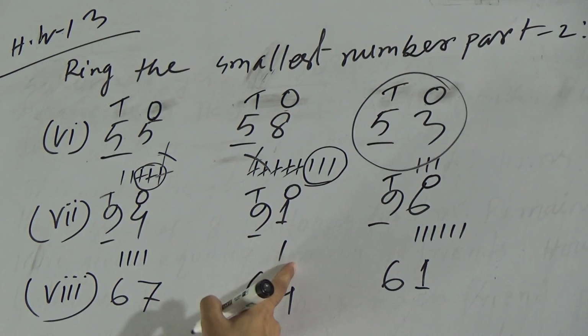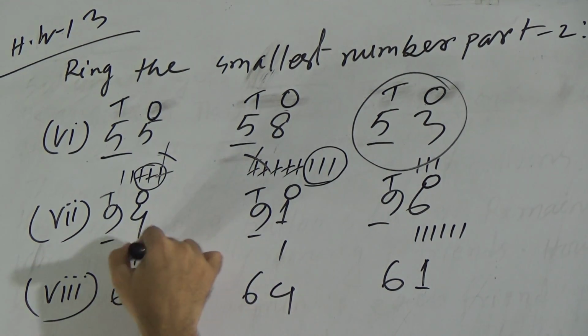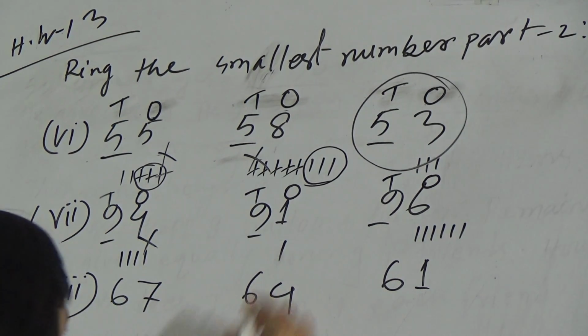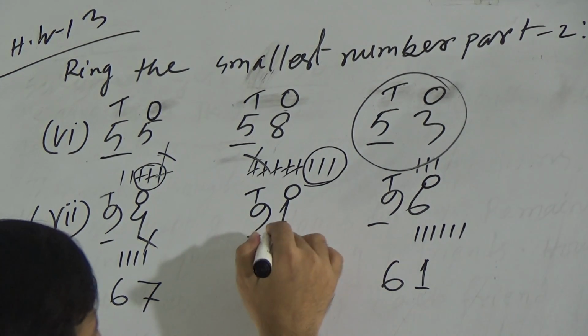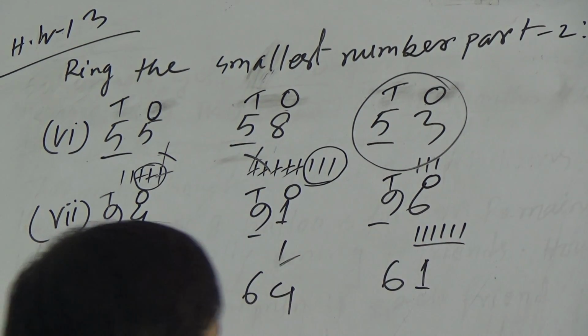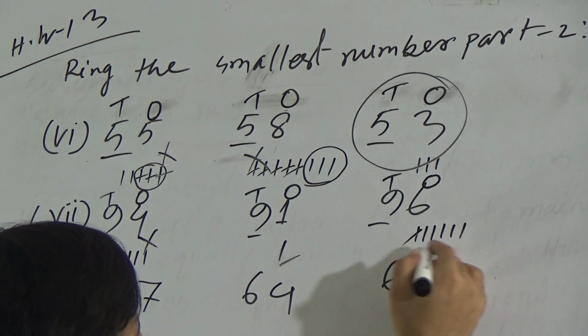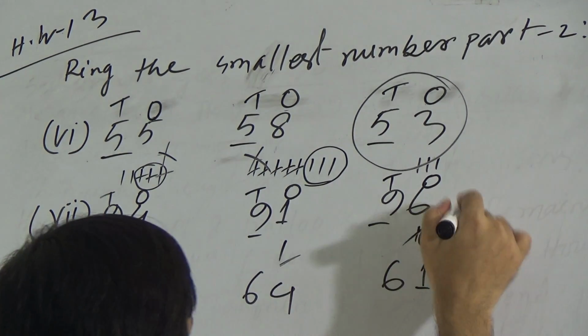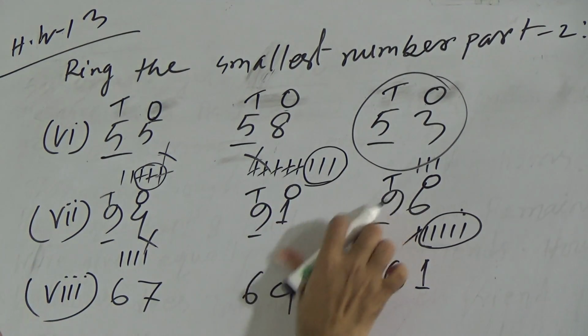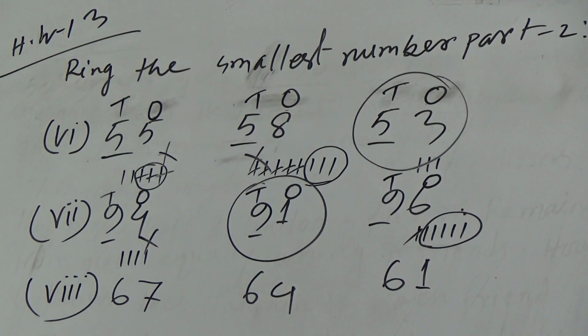Here is only 1 stick. Here are 4 sticks. So 1 is smaller than 4. So this one is not correct. So we have to consider now 91 and 96. Here is 1 stick. Here are 6 sticks. So take 1. 5 sticks more here. So this is larger. This one is smaller. So we can say 91 is the smallest number. So circle 91. Then go to the next question.